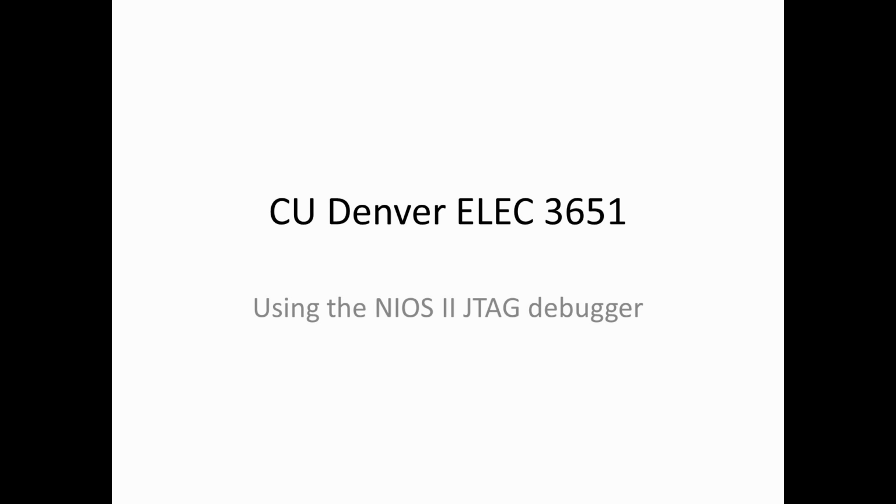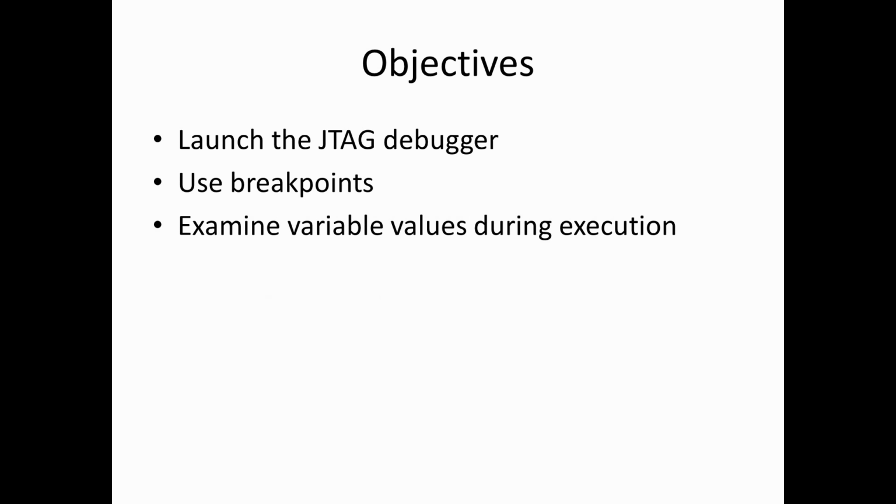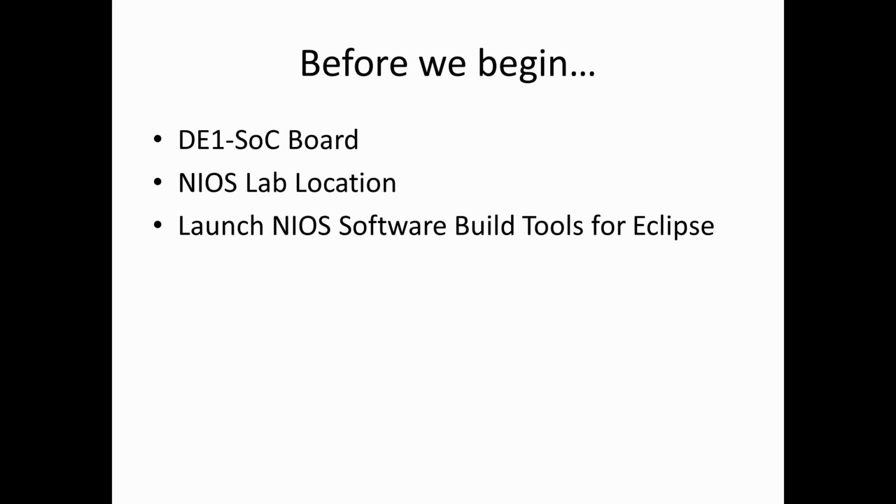Good day, 3651 students. In this video, we're going to be covering how to use the NIOS II JTAG debugger. We'll learn how to launch the JTAG debugger, how to use breakpoints, how to set them, how to clear them, and what exactly they mean to the debugging process. We'll also learn how to examine variables during program execution.